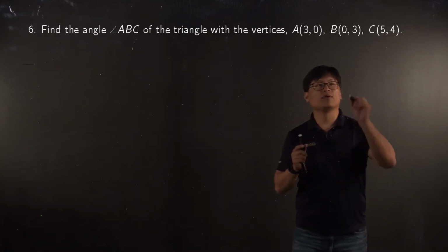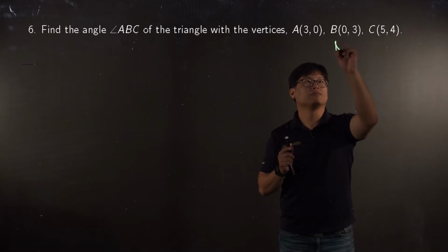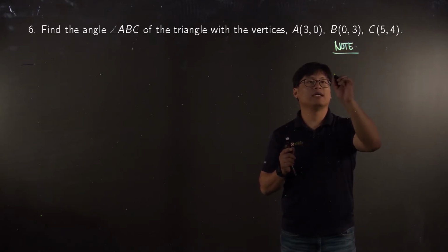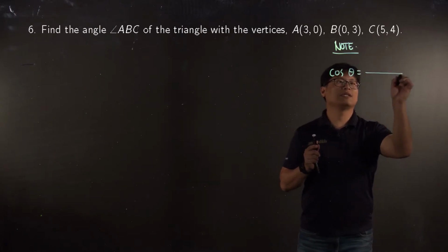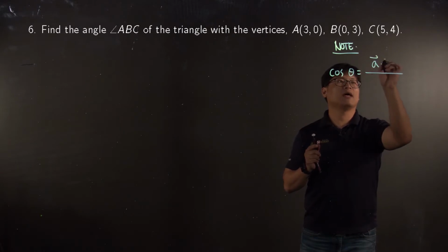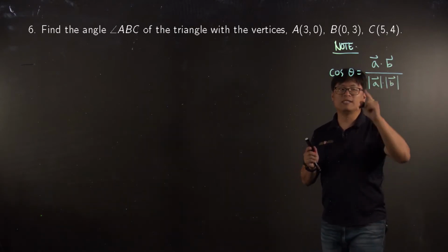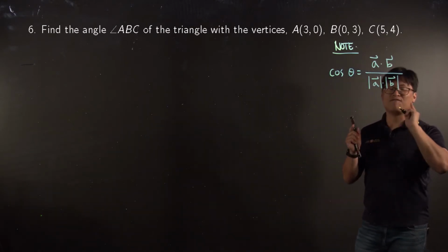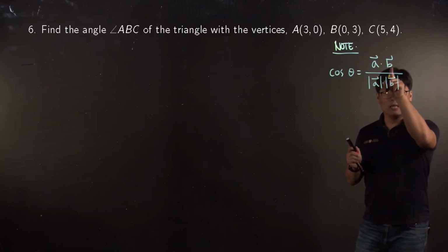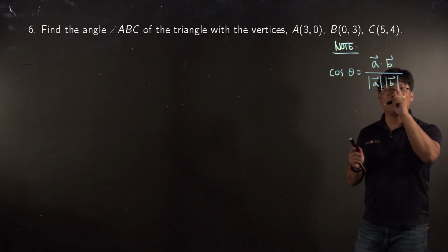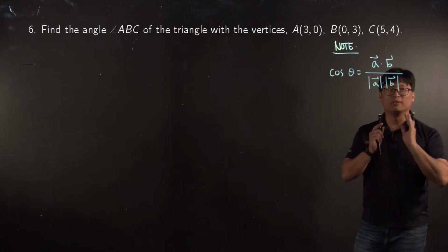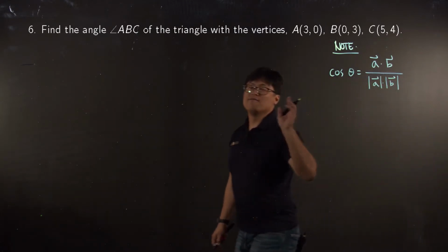Let me give you the formula first. If you want to find the angle between two vectors, let's say it's theta, then we can find cosine theta, which is vector A dot vector B over the length of A times the length of B. Keep in mind, these A and B are vectors, not points. Again, in the problem, the given A, B, and C are points, not vectors, so we have to find the vectors between the points.